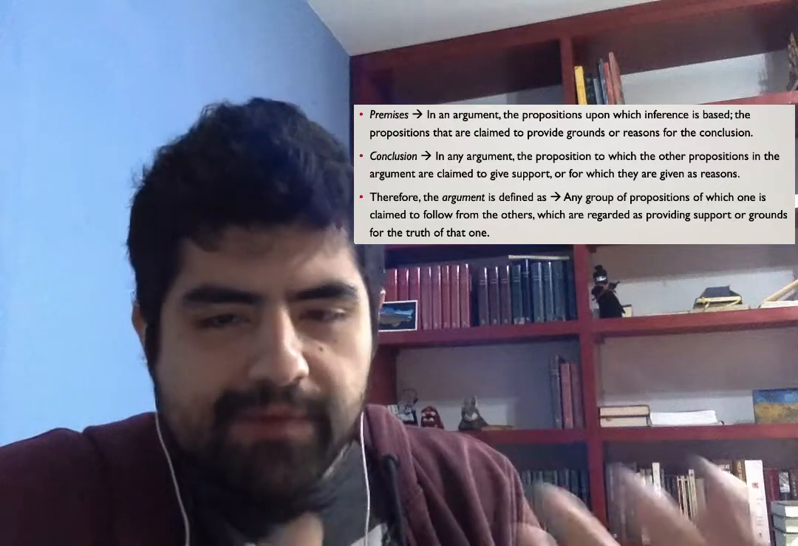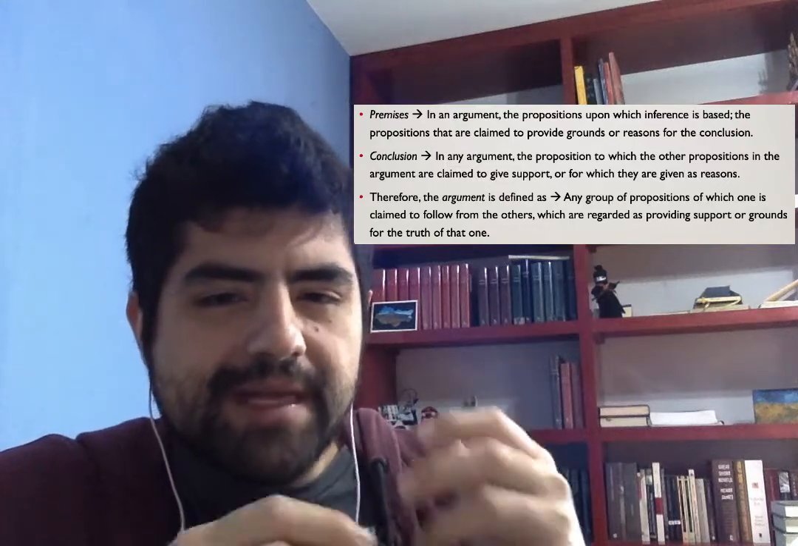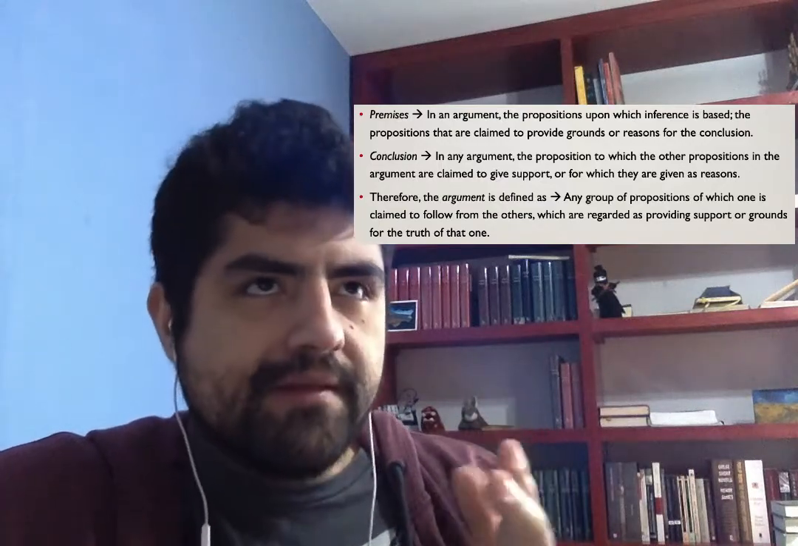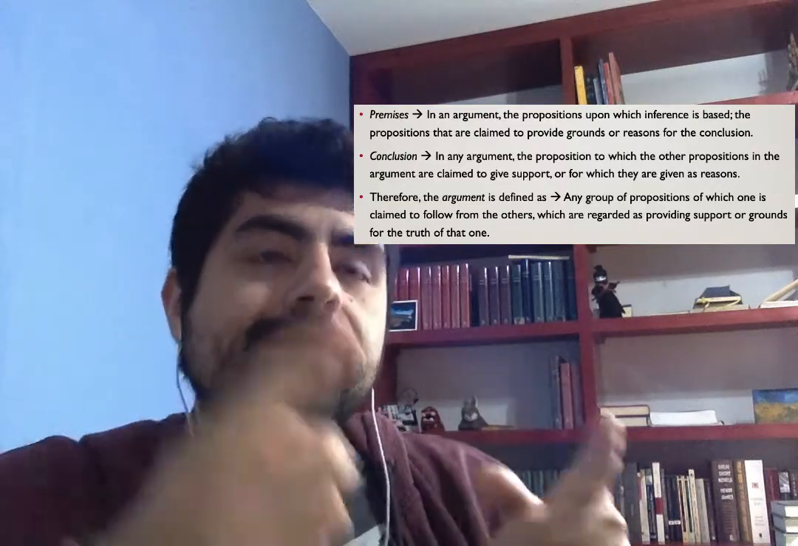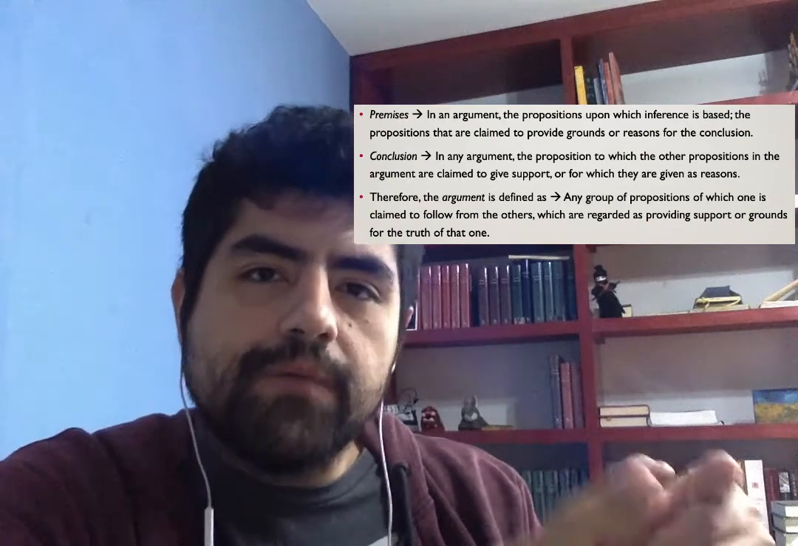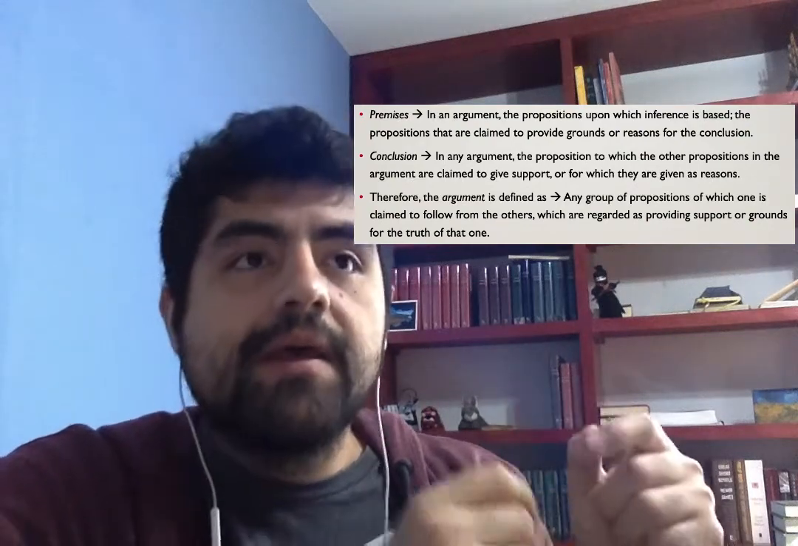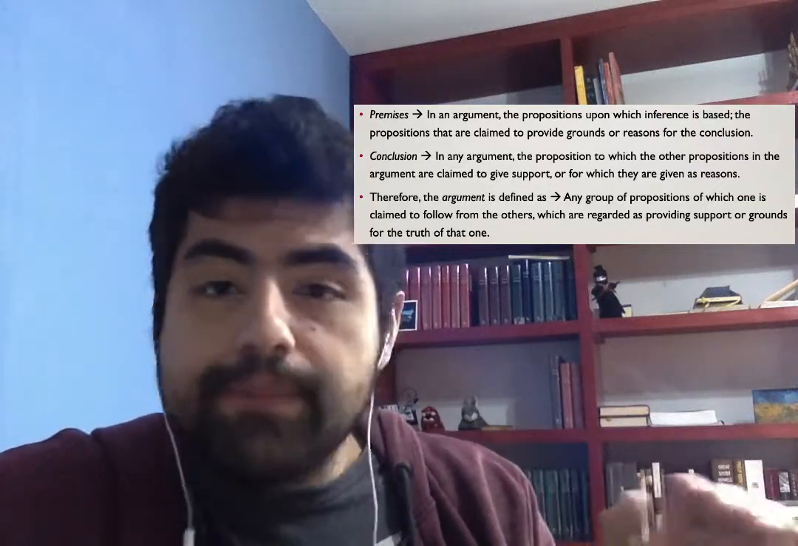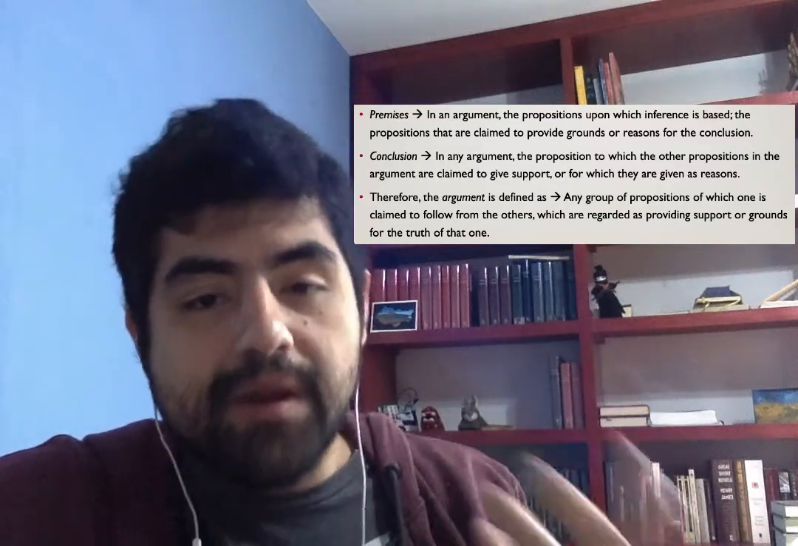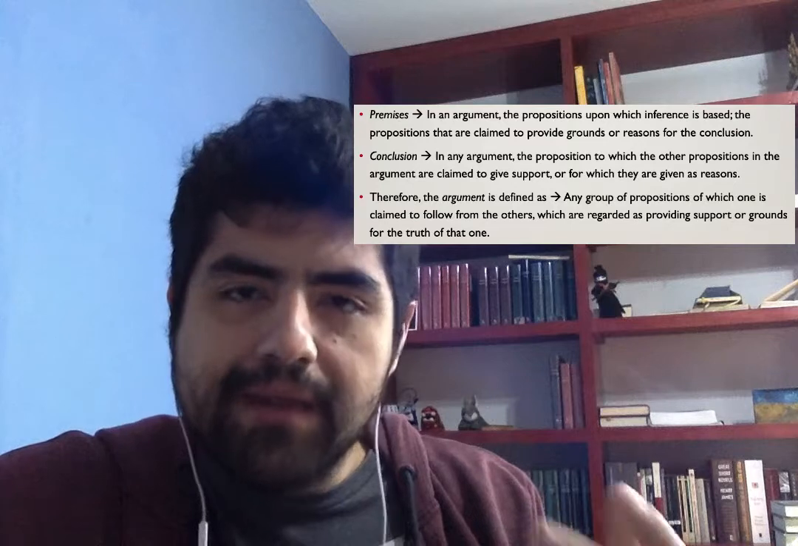Therefore, an argument can be understood as a group of propositions of which one is claimed to follow from the others. In other words, in the syllogism that we just said, all Labradors are beautiful, Donder is a Labrador, those two premises are the antecedent, the support, the ground for the inference. The conclusion in that argument is therefore Donder is beautiful. This conclusion is only possible because of the two previous premises.